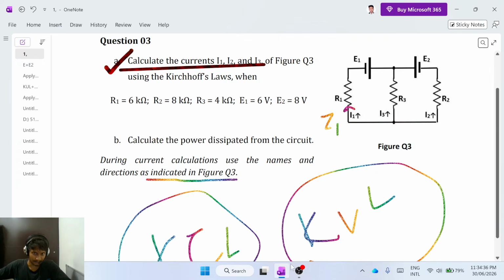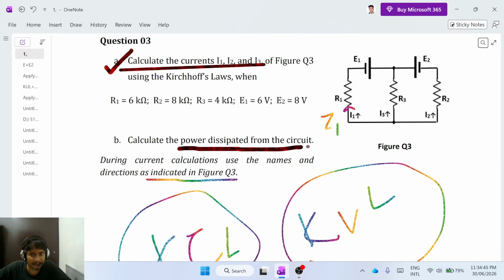Okay, welcome back. We can move to the next part of the question. Question 3 part B. The question is: calculate the power dissipated from the circuit. What is the meaning of power dissipated?